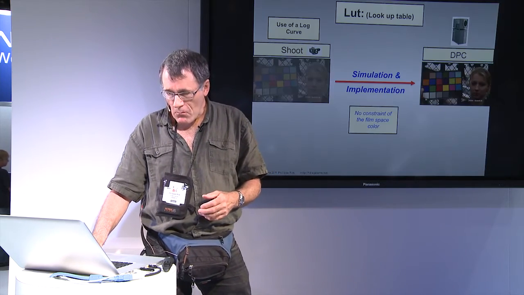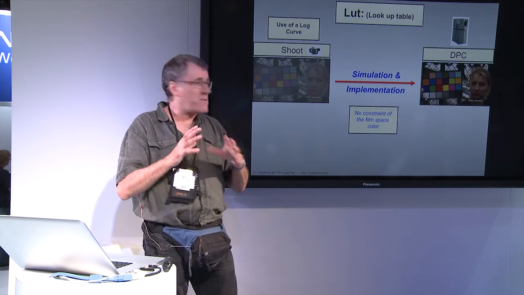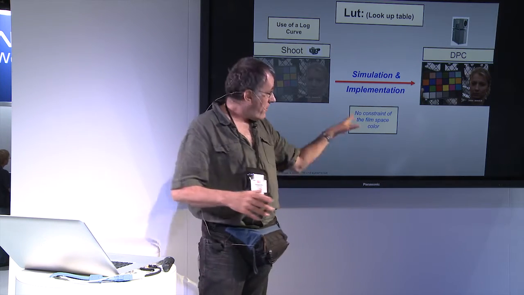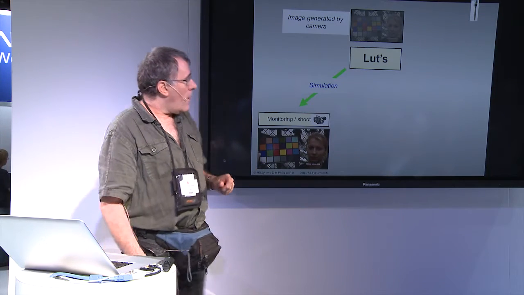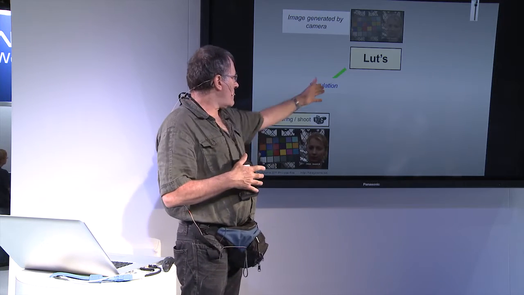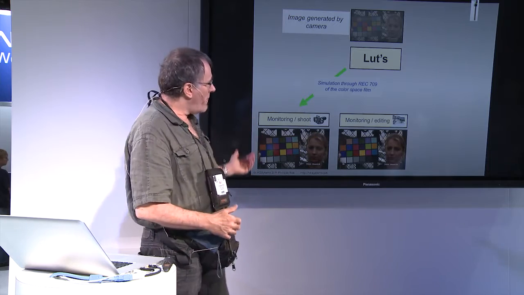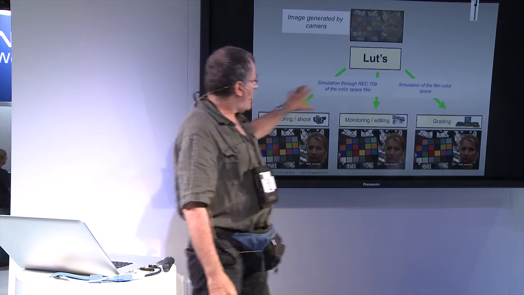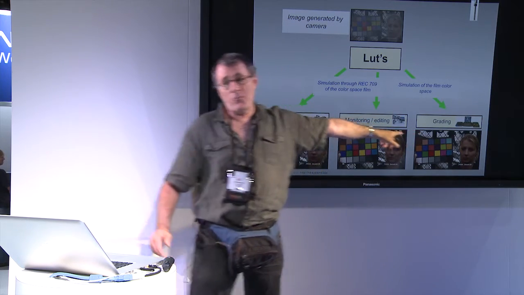So, if we're speaking about the DCP, I really think that we must understand that we will have a lot of possibility in the future because we have a new space to work with. So the problem of the LUTs nowadays is we know that there is a simulation when we're going to monitoring. We know that we have a simulation when we're going to monitoring and editing, and it's through Rec 709. And this is another LUT to go to the simulation of the film color space.